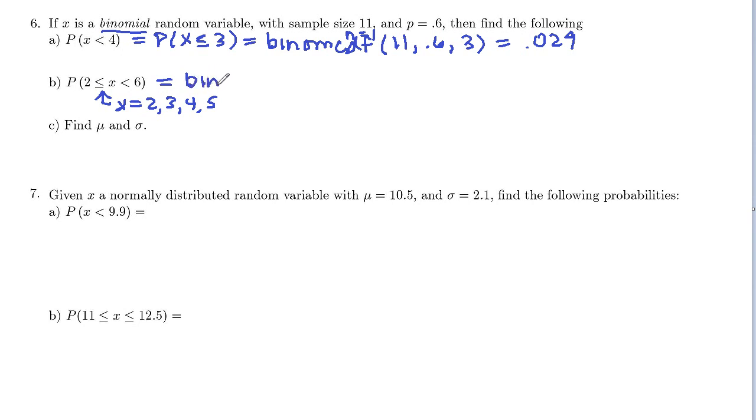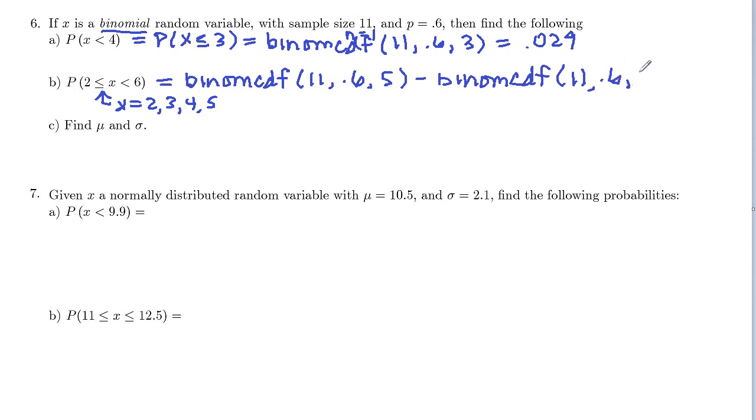So this will be a binomial CDF. We've got 11 trials, 0.6 probability. We're going to go from 0 up to 5 first, and then subtract off another binomial CDF, and this will be 11 trials, 0.6 success, and we're subtracting off 0 and 1, so up to 1. So let's go ahead and enter that in.